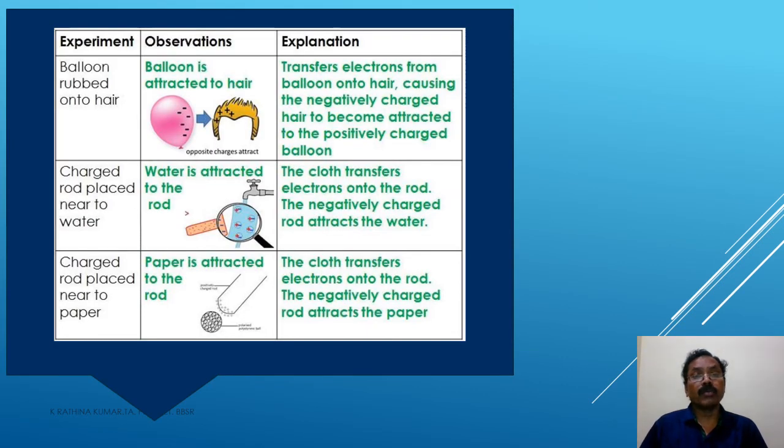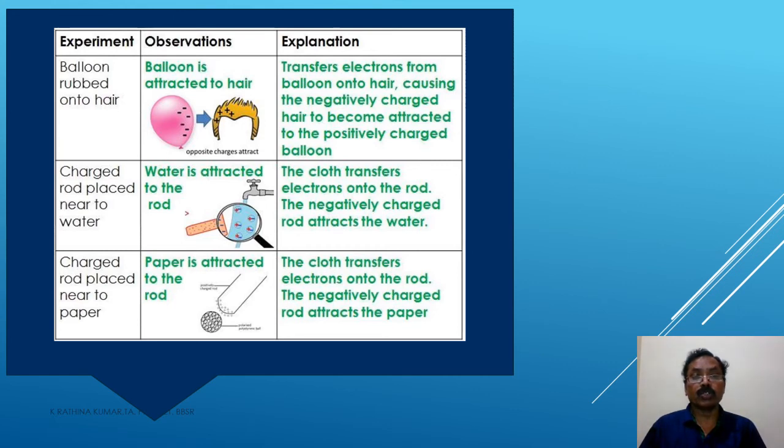And now some experiments, observations, and explanations. A balloon rubbed onto hair, the balloon is attracted to the hair. Transfer of electrons from the balloon to the hair, causing the negatively charged hair to become attracted to the positively charged balloon. The explanation is given here.